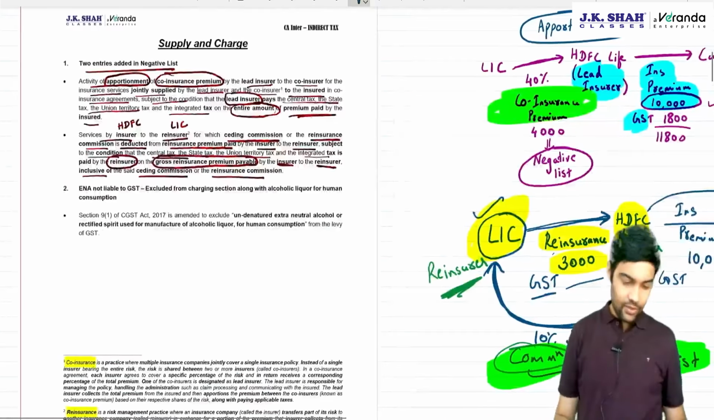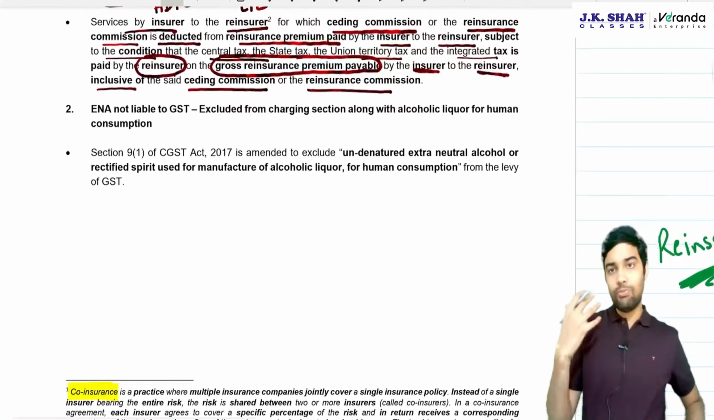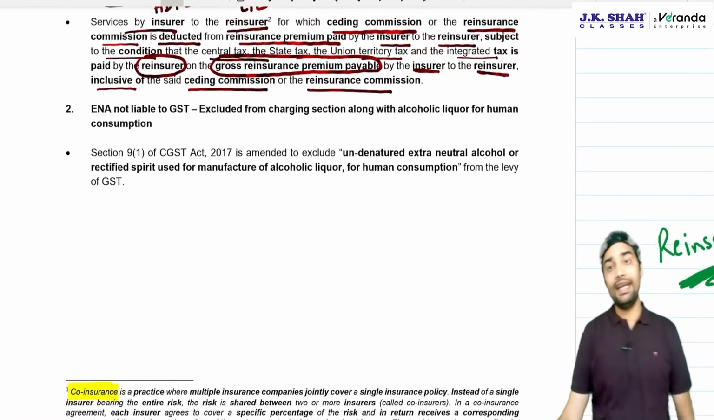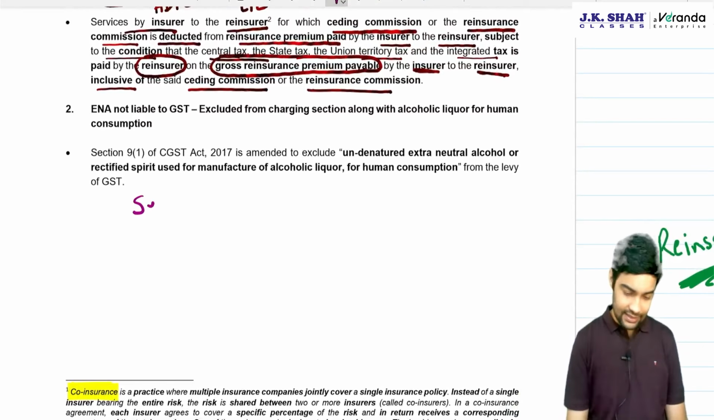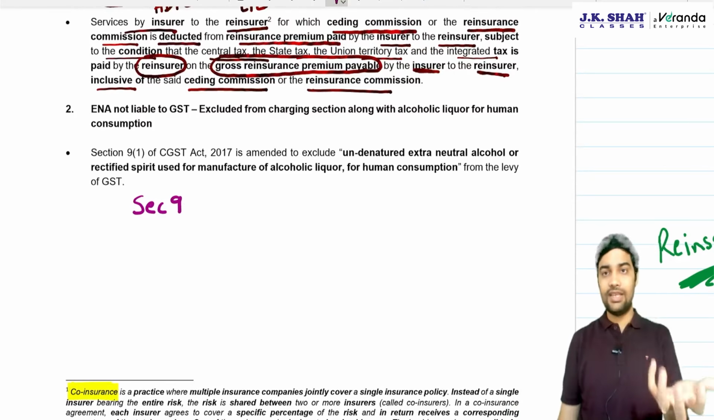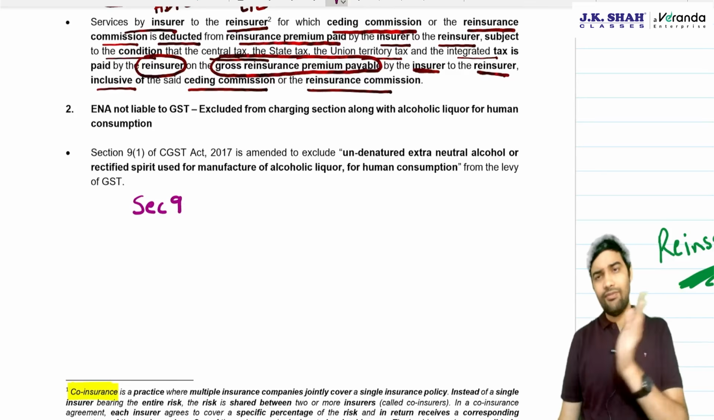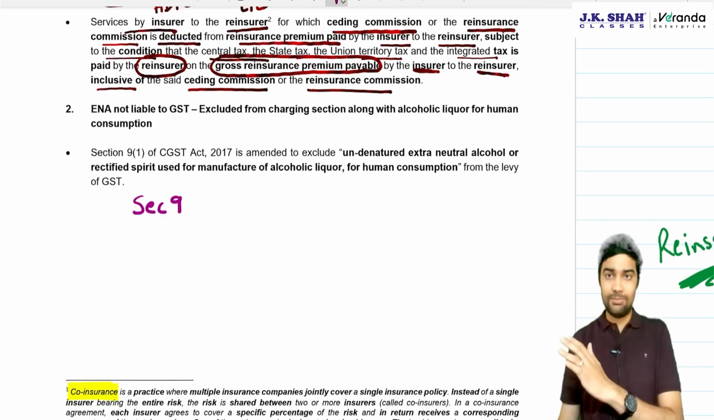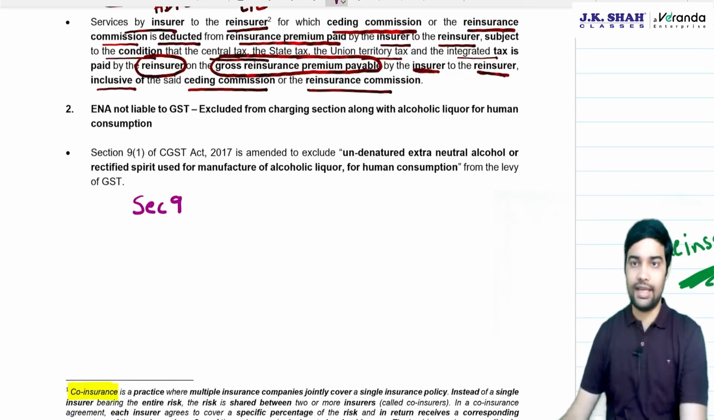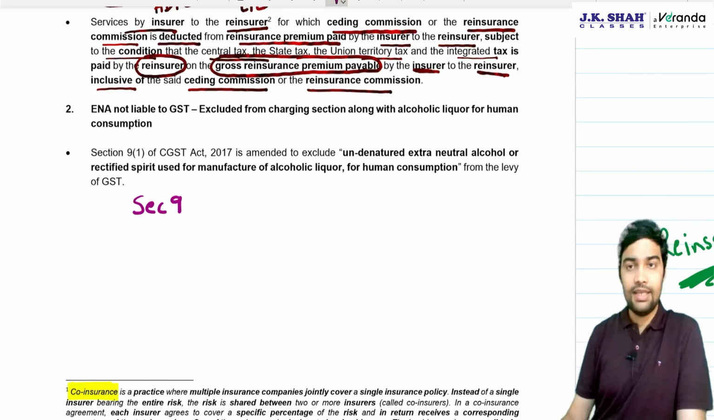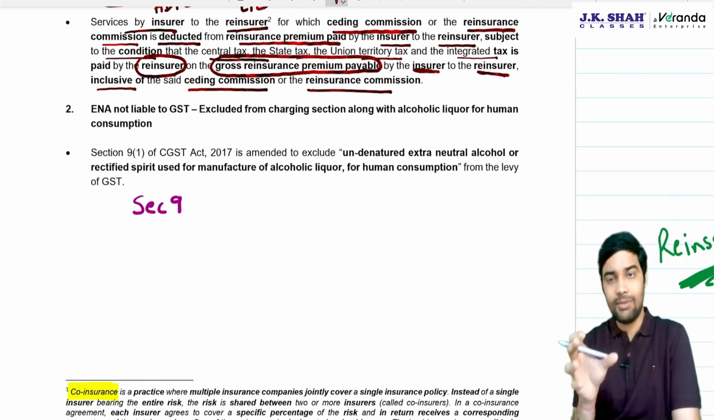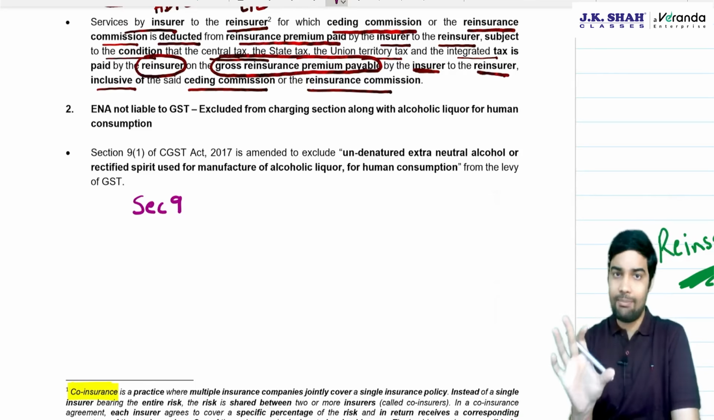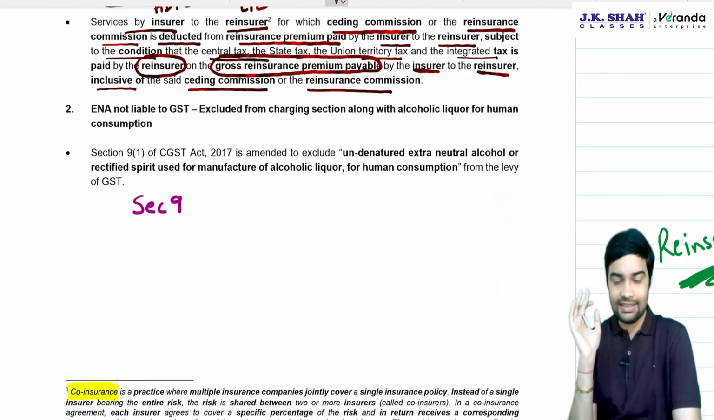Okay. Then one more product has been added in 9 subsection 1. See, section 9 is the charging section. It says GST will be charged based on various subsections. There are 5 subsections: 9(1), 9(2), 9(3), 9(4), 9(5). Based on these subsections, we determine whether GST is applicable or not in each case.